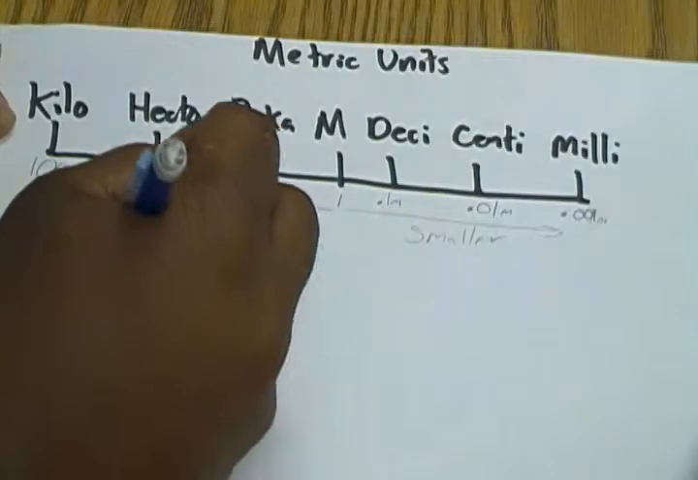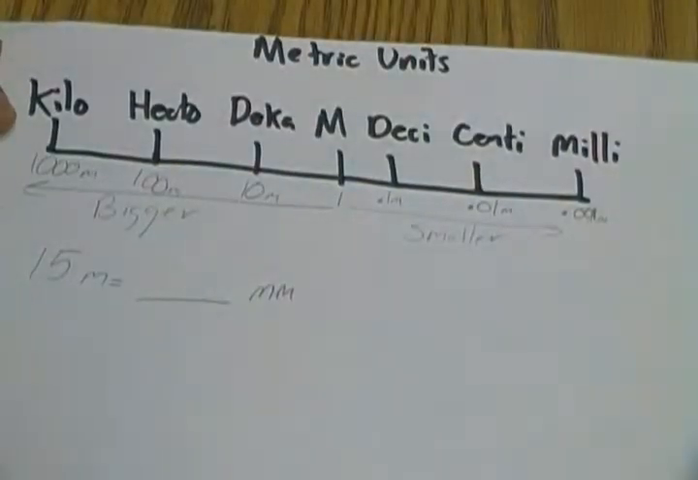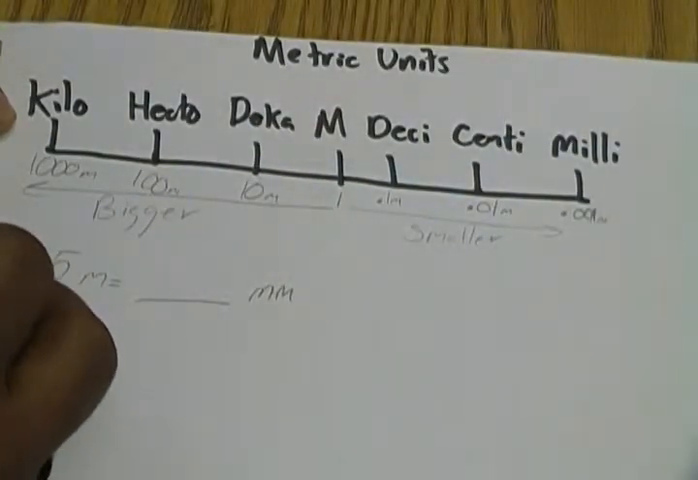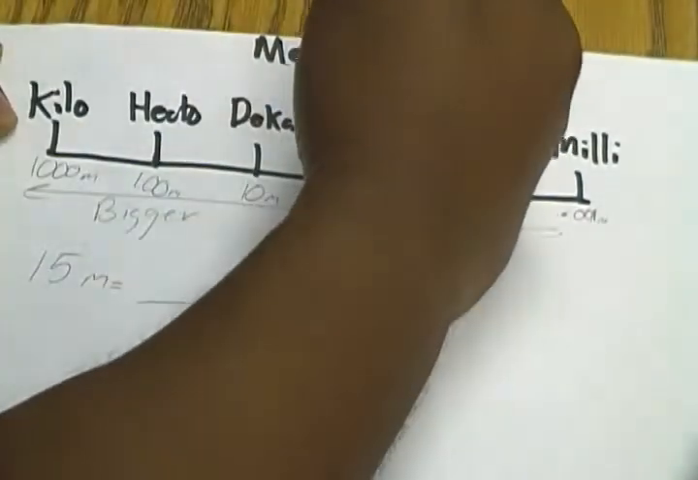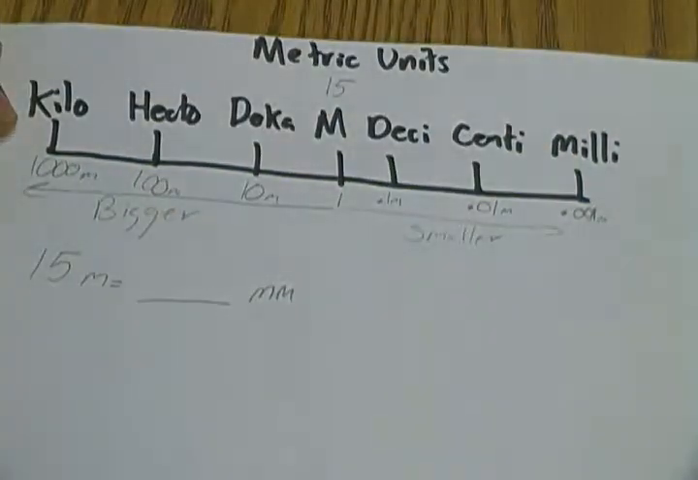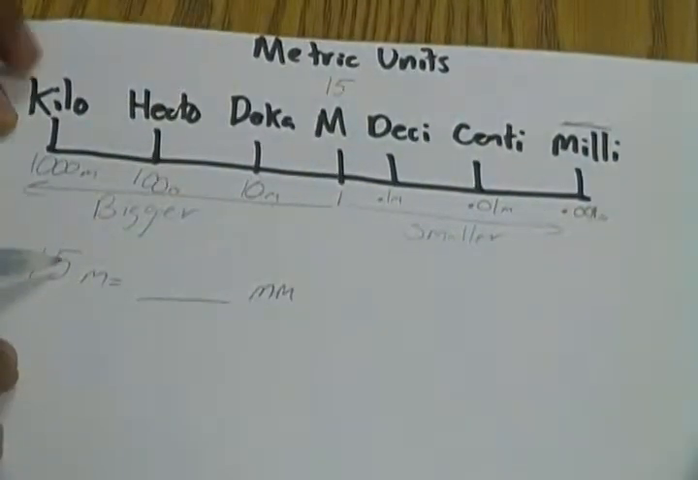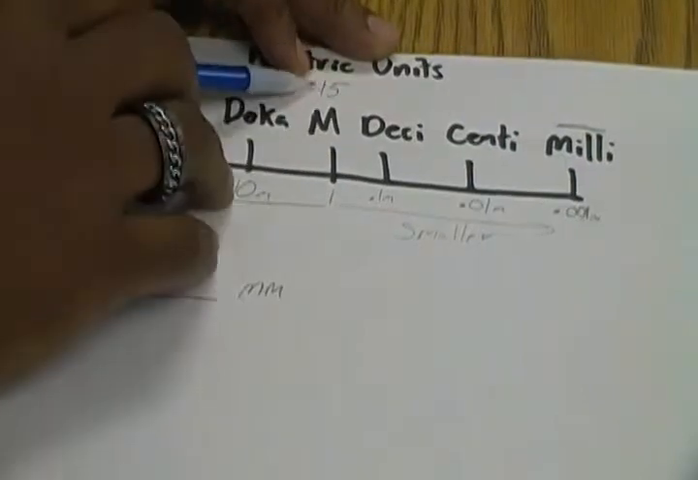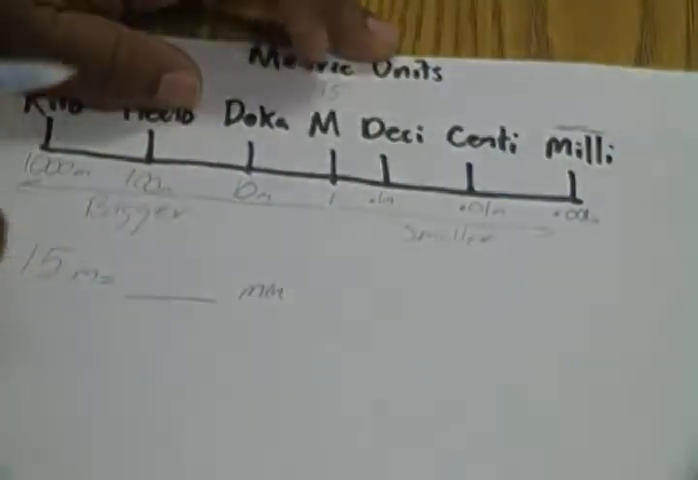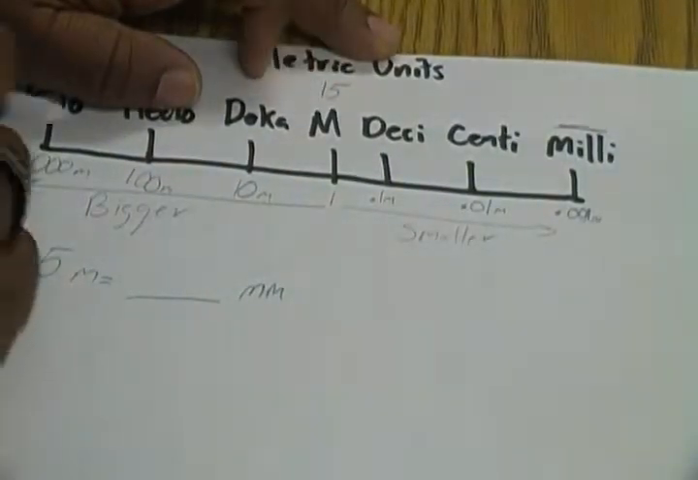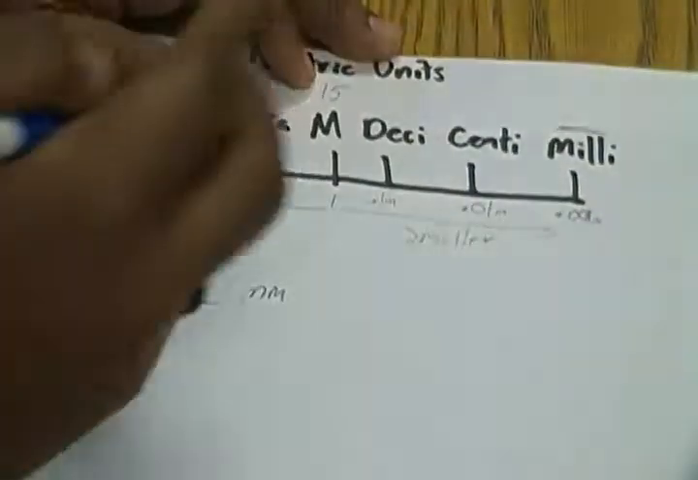Alright, so what we'll do here, we'll say we have 15 meters, and we're going to go to millimeters. So I'm going to write 15 up here, and I want to go to milli. So I want to put a little line under here. So what I'm going to do is each time I move over, I want to change my decimal. I want to move my decimal one time, since it's getting smaller, to the right.